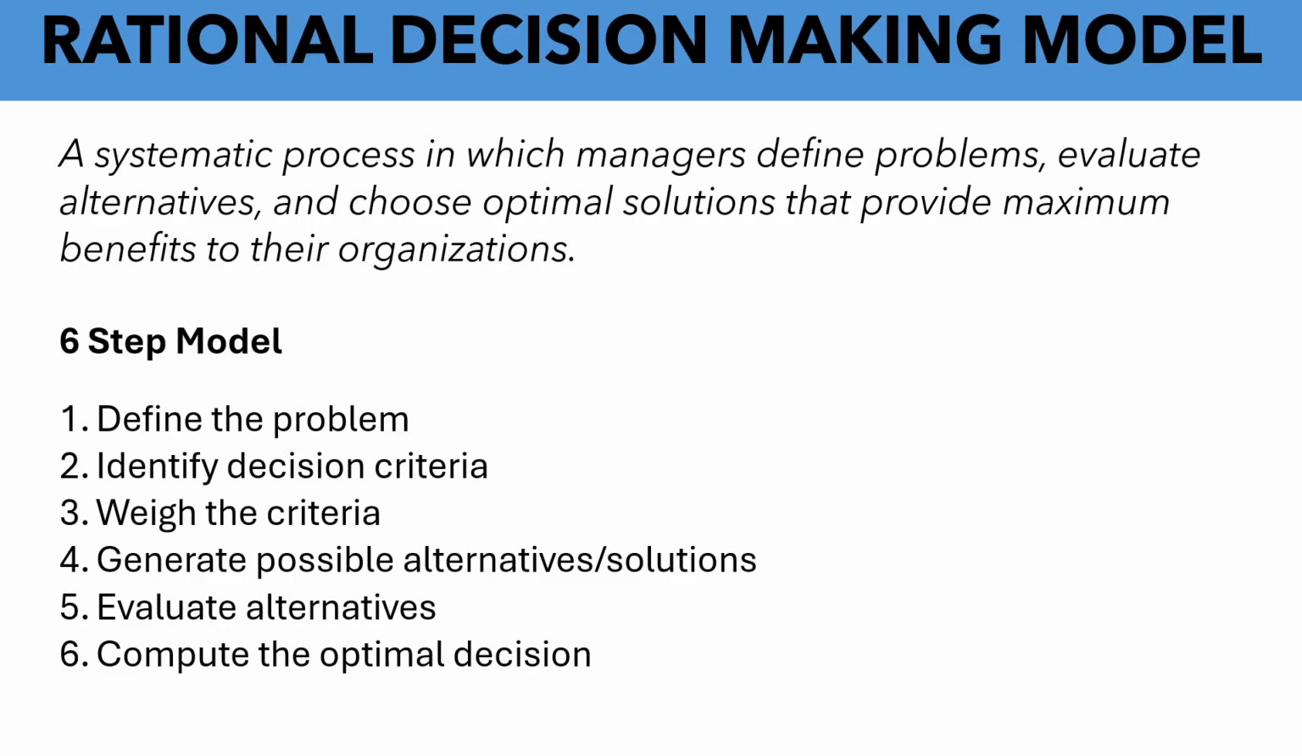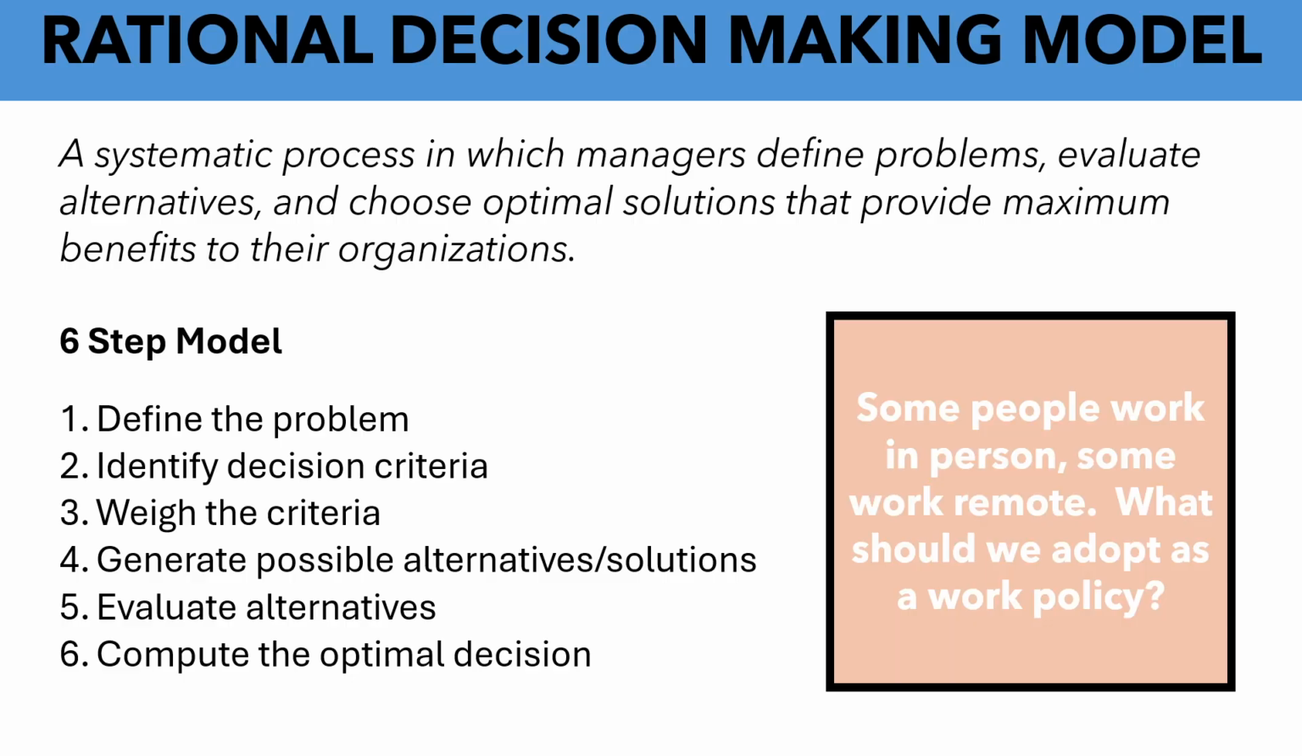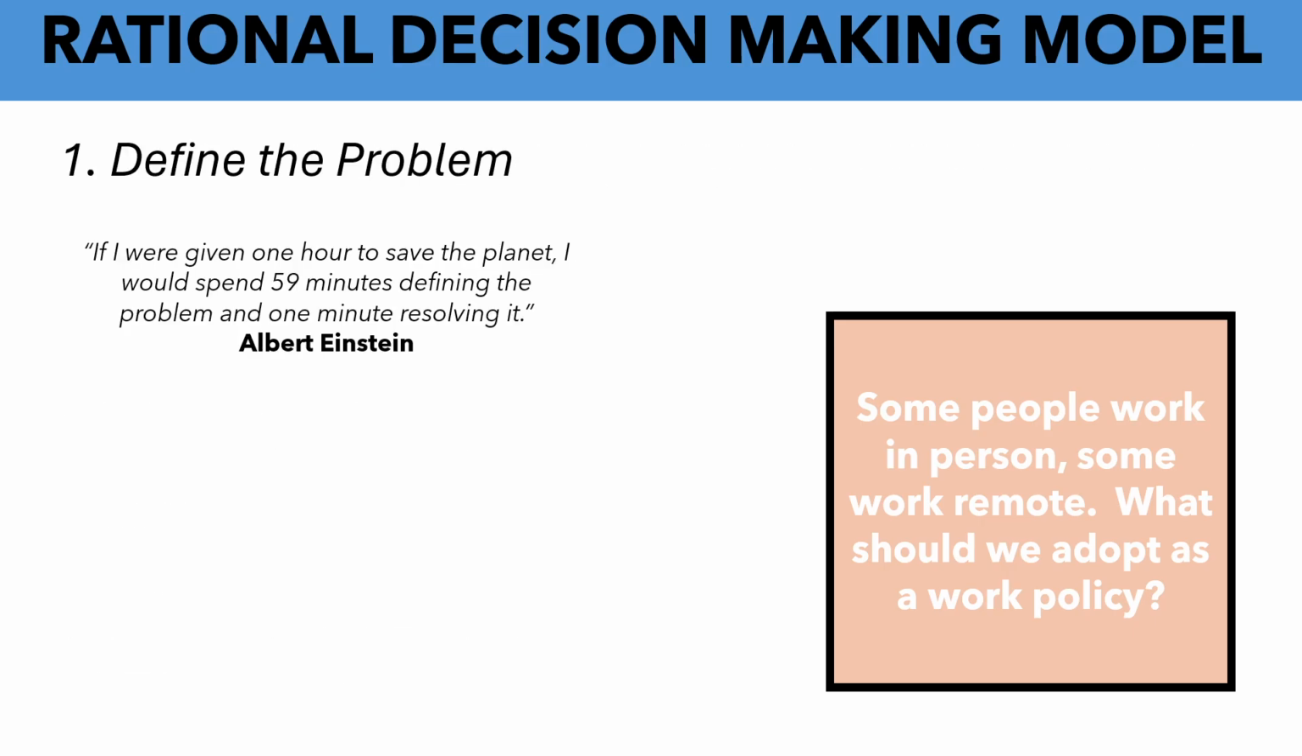So we're going to run through an example, and here's the example question. Some people work in person, some people work remote. What should we adopt as a work policy? Okay, let's run through it. The first step is to define the problem. Here's a quote from a smart guy. If I were given 1 hour to save the planet, I would spend 59 minutes defining the problem and 1 minute resolving it. So maybe we can take that to heart.